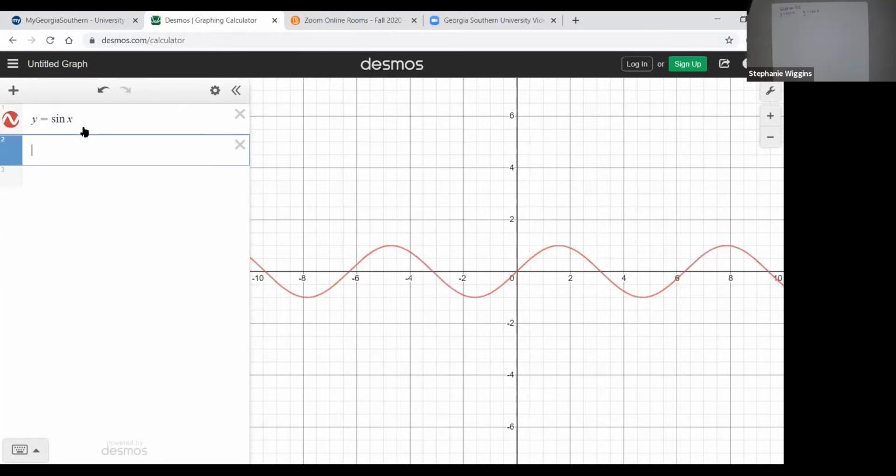Can everybody see okay? I just want to make sure that you all are able to see. If you can't see, let me know, okay?